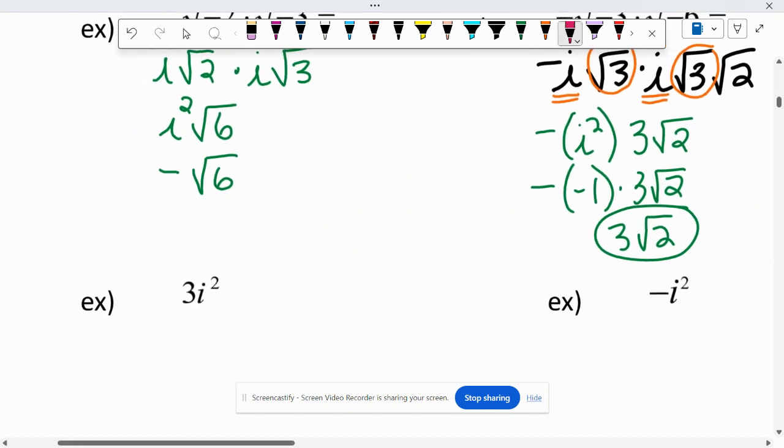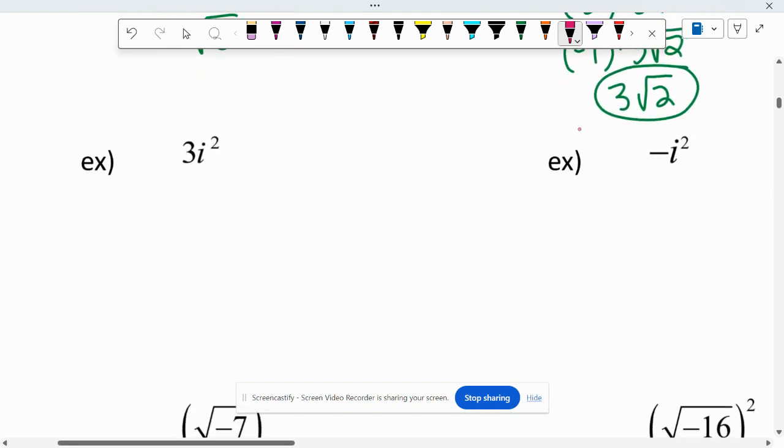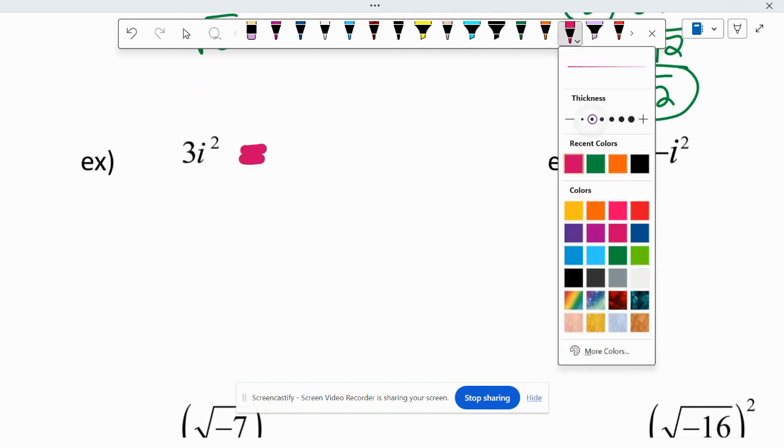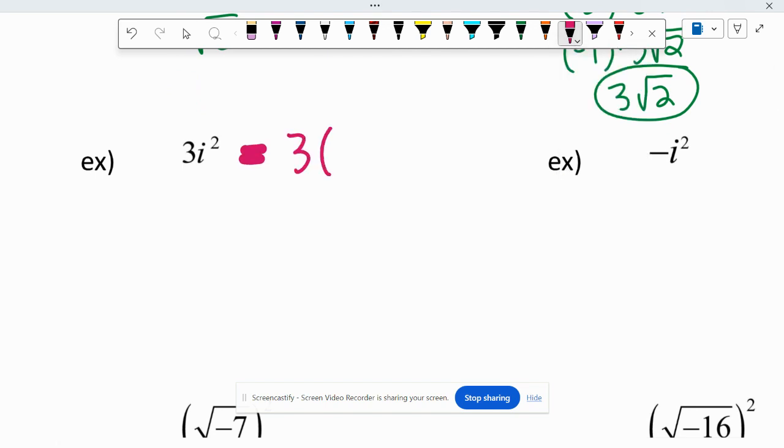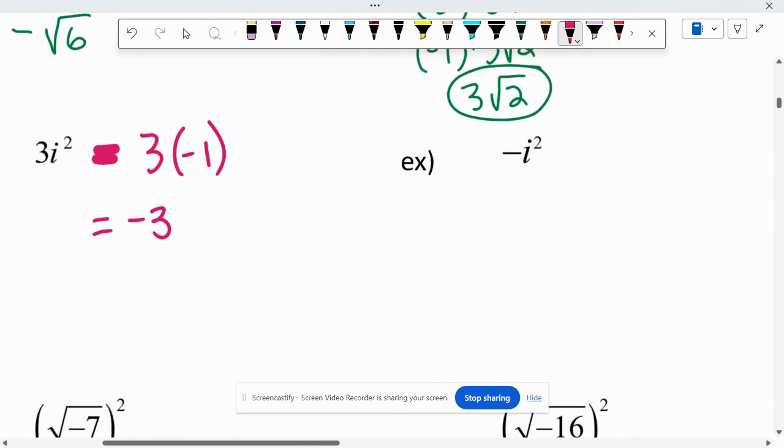Okay, talk to me about this example. What is this really saying? 3i squared is really saying what? Yeah, this is really just saying 3 times -1. And what is 3 times -1? Yeah, it's just -3. Okay. What is this next one saying? Well, it's saying negative times -1, which does equal a +1. Yes.